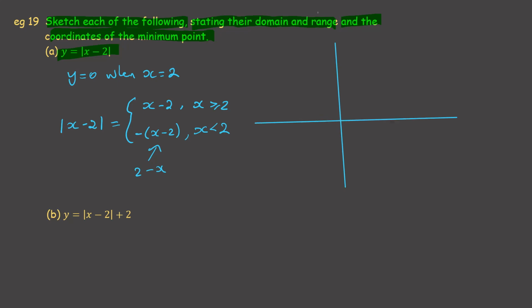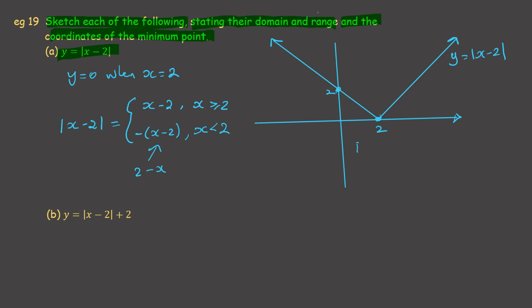Well, we know that it is 0 when x is 2. And then what does x minus 2 look like? That's a line with a gradient of 1, so going up like that. And then 2 minus x would be like that. We should try to make them look reasonably symmetrical. The intercept there is 2, the intercept there is 2, and that is y equals mod x minus 2.